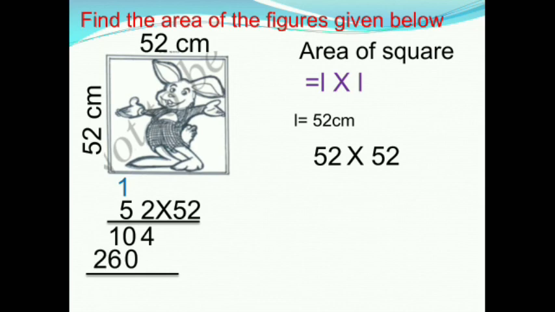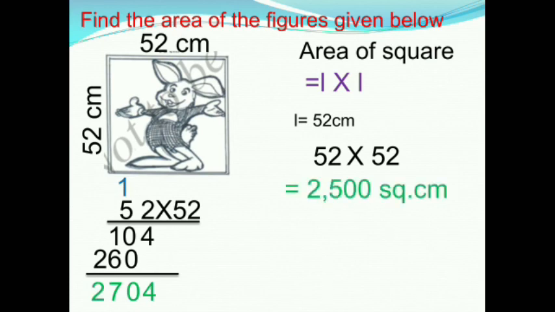Now we should add these. First we have only 4. So we should write 4. Next we have 0 and 0. 0 plus 0, 0. Next we have 1 and 6. 1 plus 6, 7. Next we have only 2. So we should write 2. Therefore, area of this figure is 2500 square centimeter.